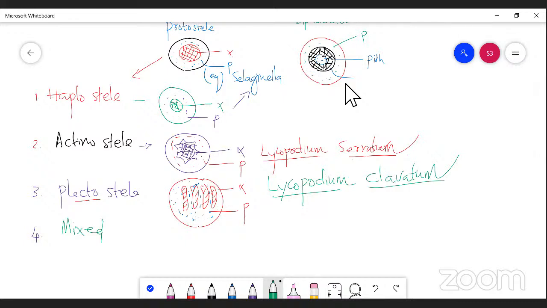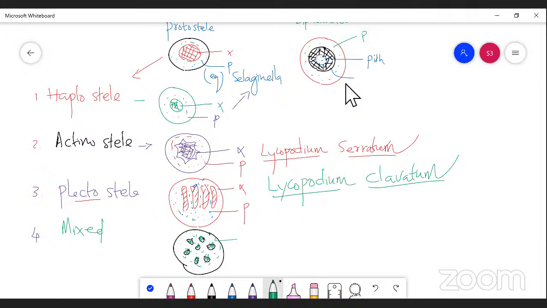The last category is a mixed stele. Actually, mixed stele is a type of stele in which xylem and the phloem cores are broken into a number of small groups, without the absence of xylem. So the protostele is broken into a number of small groups that enclose the xylem along with the phloem, by the absence of pith region. This is called as a mixed protostele. This is a mixed protostele.